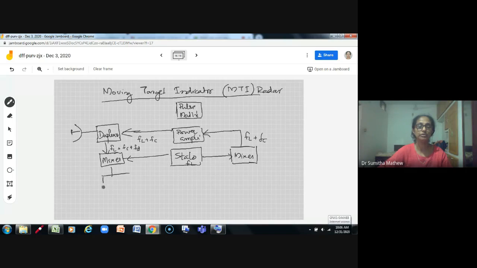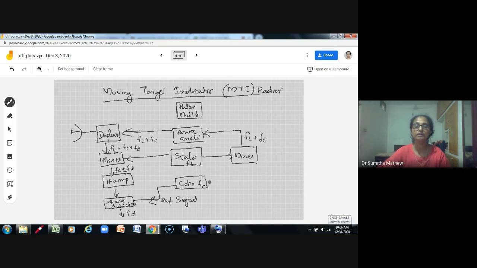Then from the mixer, the output goes to the IF amplifier. This is FC plus or minus FD. Then it goes to a phase detector. The output is FD. And here you also have a reference signal which goes to another oscillator known as COHO. STALO and COHO are the two important parts of this radar. This is the reference signal, this is FC. So this is the block diagram.